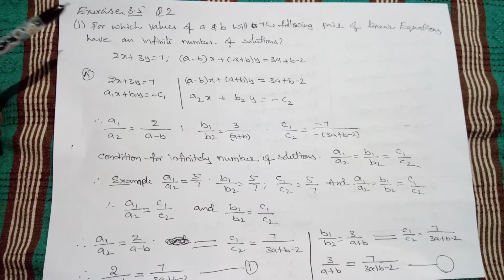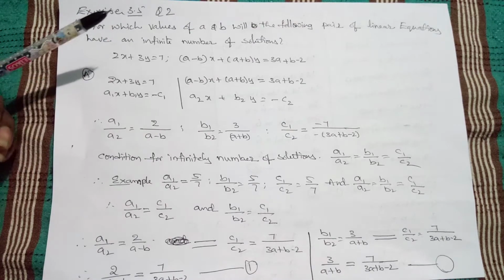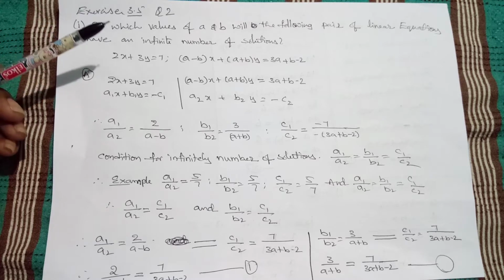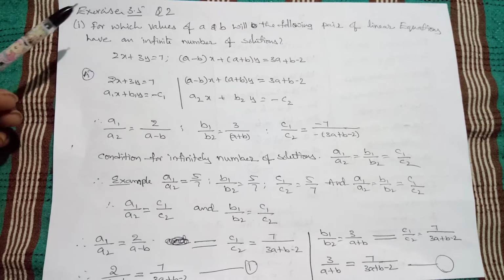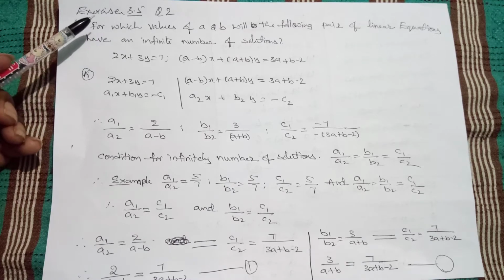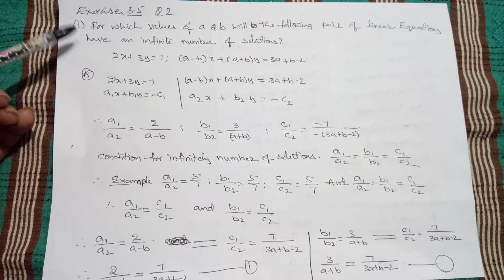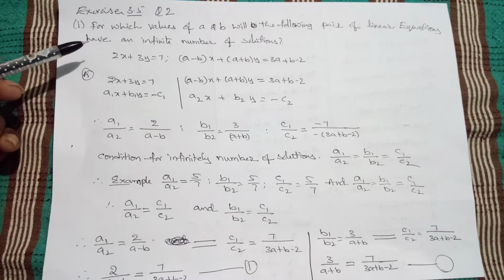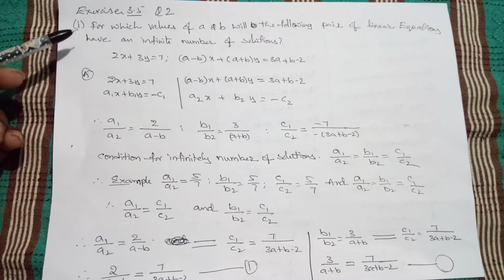Hello students, this is exercise 3.5. Second question. Actually, the first question belongs to the cross multiplication method, but according to the alternative syllabus for this year, that part, the cross multiplication method, has been removed. Now we are proceeding with the second question. Let us see.